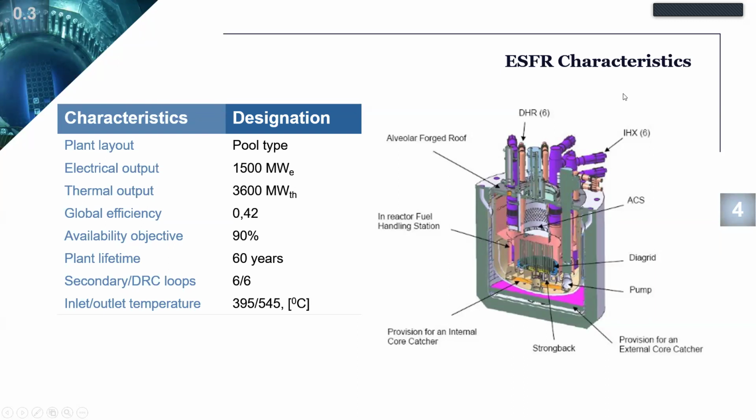So this is also a pool type. As you had seen, the fissile zone is immersed in a pool of sodium as a coolant. And of course, there is no moderation in this case too. And the electrical output for this reactor is about 1,500 megawatts electric. And the thermal output, or what you get from the volumetric heat generation source, is 3,600 megawatt thermal.